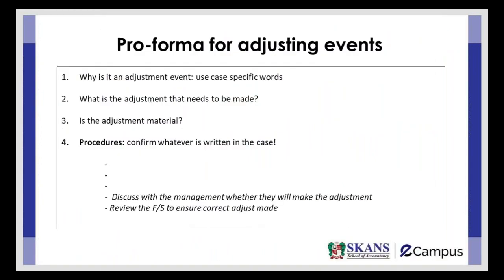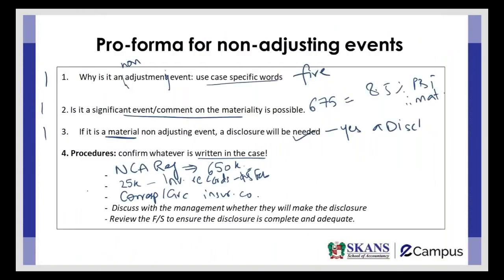I'm not done yet. For non-adjusting events, you will always write these two procedures. These are easy marks. Discuss with the management whether they will make the disclosure, and review the financial statements to ensure the disclosure is complete and adequate. So in an F8 exam, the minute you identify that this is a non-adjusting event, this pro forma should come to your mind, and then you should start typing in your answer to follow this pro forma.